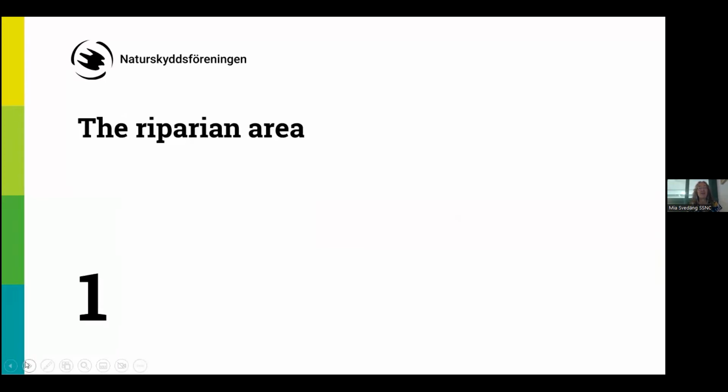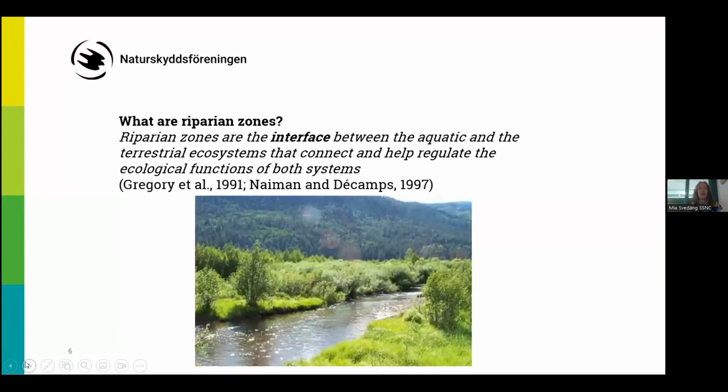So I will start to say a few words about the riparian area. What are riparian zones, actually? Well, riparian zones are the interface between the aquatic and the terrestrial ecosystem that connect and help regulate the ecological functions of both systems. So it's the border between land and water.